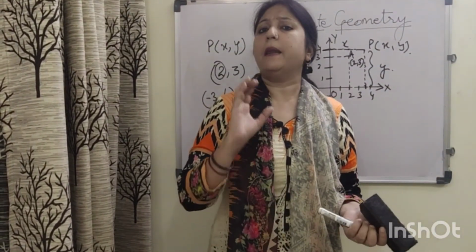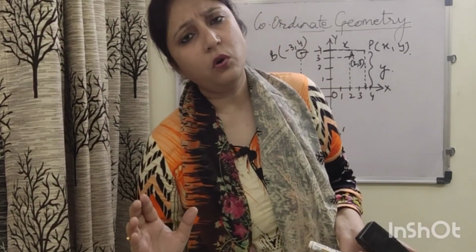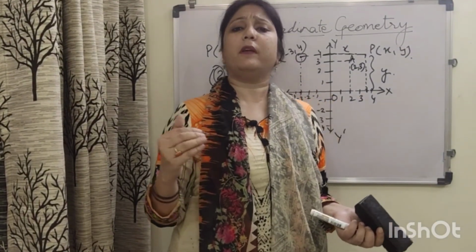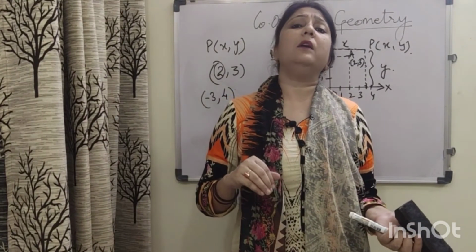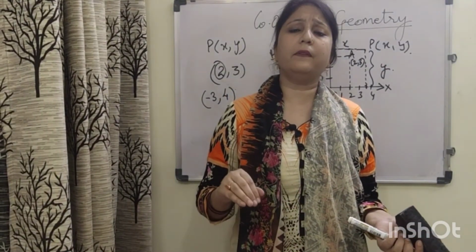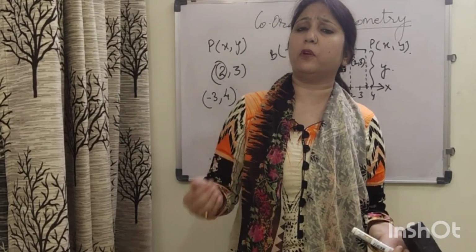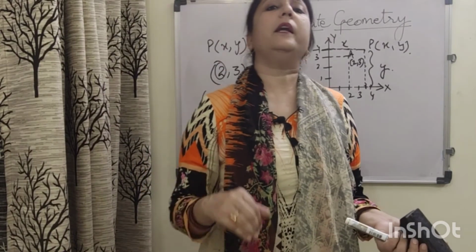Equation of a line parallel to x-axis is y is equal to k, where k is a constant, can attain positive as well as negative value. Equation of a line parallel to y-axis is x is equal to h, where h is again a constant, that means a numeric, can attain positive as well as negative value.